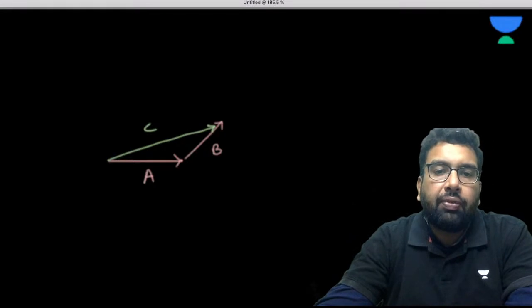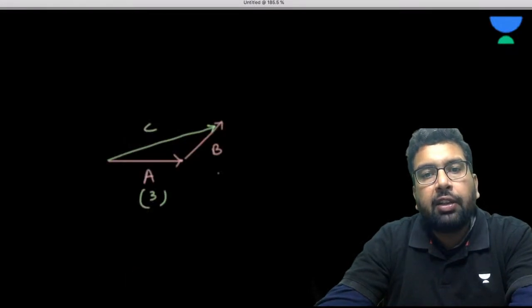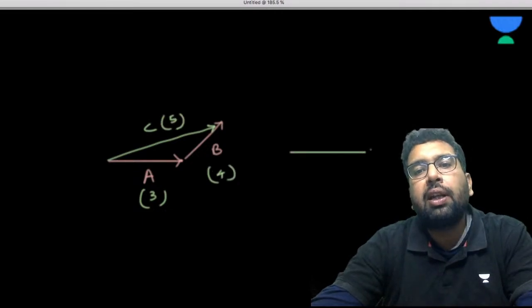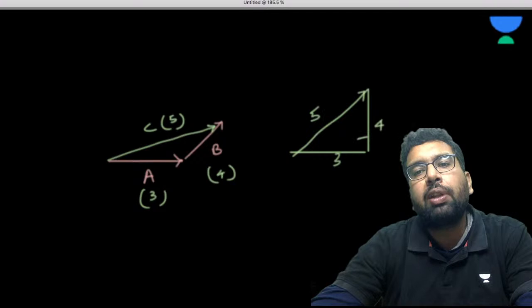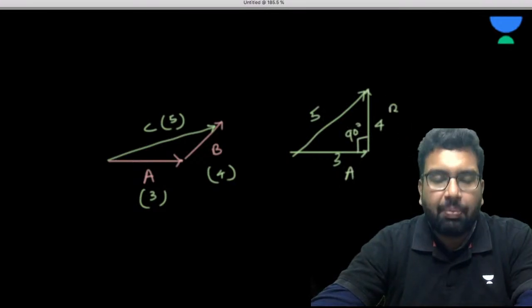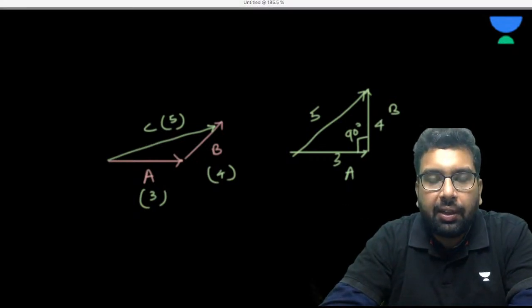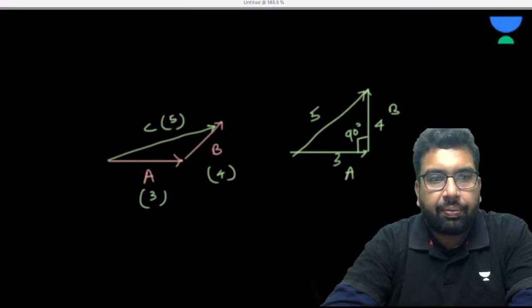Now please think, if this is 3, this is 4 and this is 5, this is only possible, as you said, because it is a Pythagoras triplet. It is only possible when this angle is 90. So clearly the angle between vector A and B is 90. You do it by any approach, you are going to get the same thing. Isn't it? Yes or no?